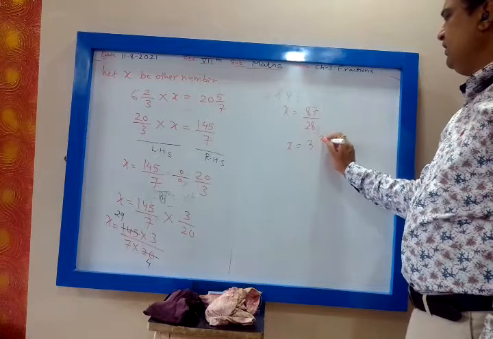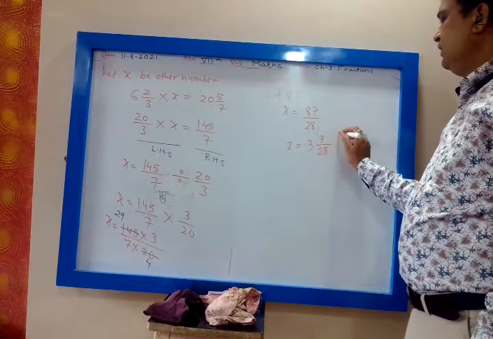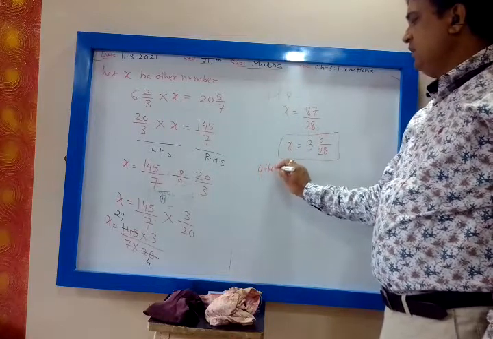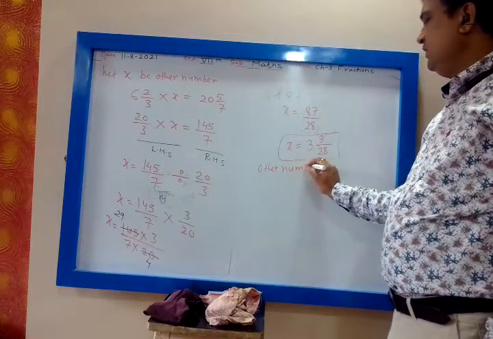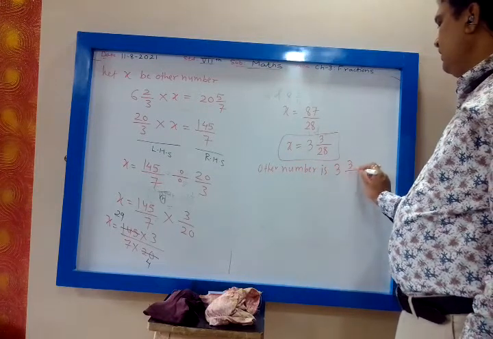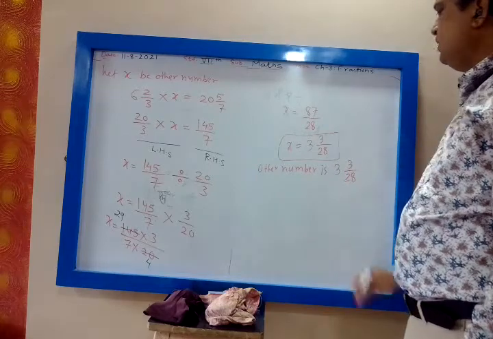3 is to 3 by 28. Okay, so we write the other number is 3 is to 3 by 28.